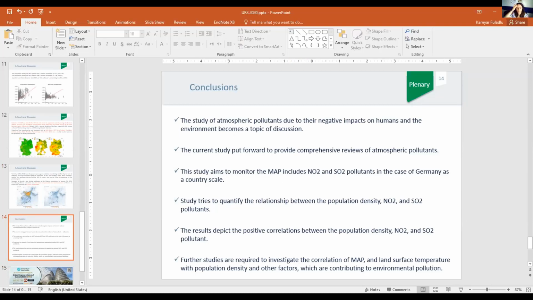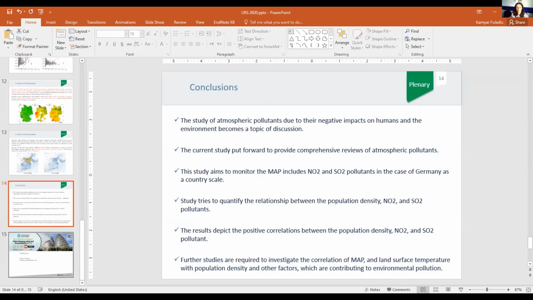We tried to quantify the relation between population density and the pollutants. As I said, the result was a positive correlation, but not as strong as we expected. Of course, further study is required to find the correlation between major air pollutants, land surface temperature, and urban heat island, which contribute to environmental pollution.